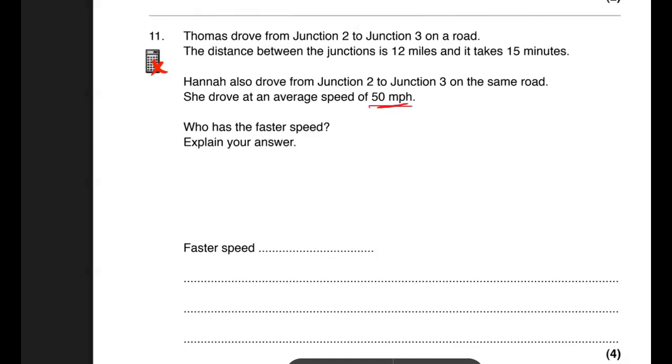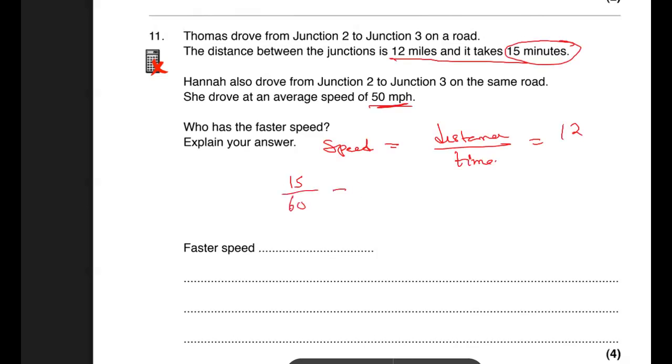So you want to find out the speed for this one. Don't forget that speed equals distance divided by time. The speed is 12. The time is what? You convert this 15 minutes to hours. It's 15 divided by 60. That gives you 0.25. So it's going to be what? 12 divided by 0.25. That gives you 48 miles per hour.